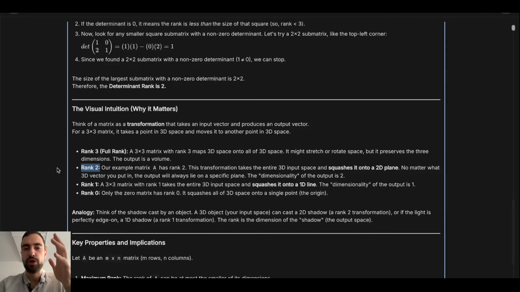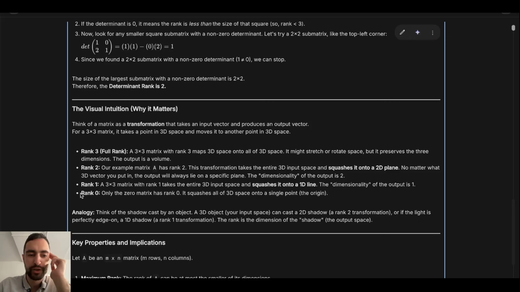So it will destroy a dimension, and you will not know what that dimension was previously by just looking at the 2D vector. You don't know the number for the third dimension. So it kind of destroys information there. This is what happens when you multiply this 3D vector with a matrix that has rank 2. And this is well animated in the 3Blue1Brown video about matrices.